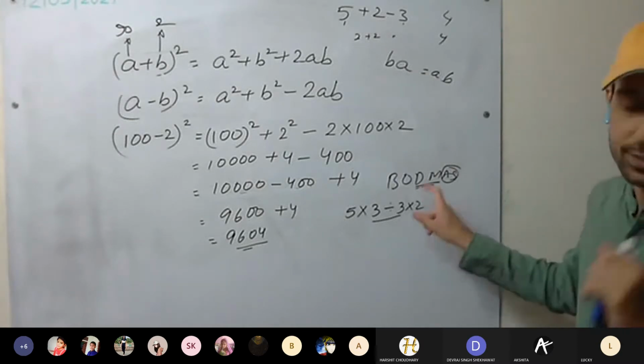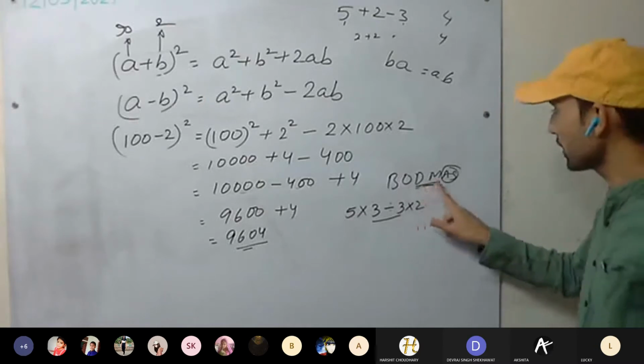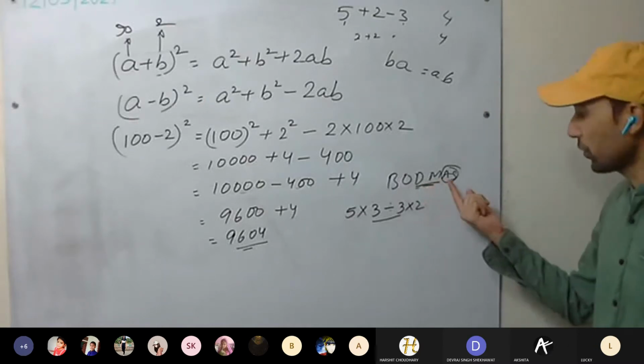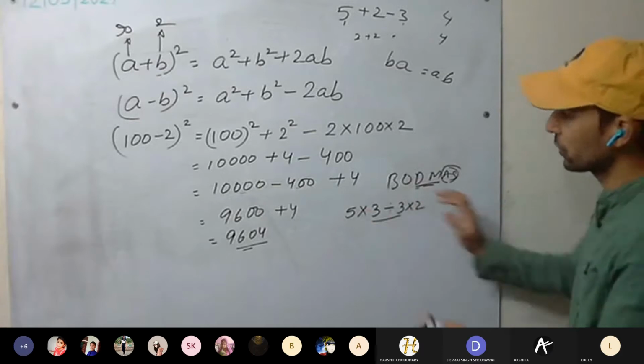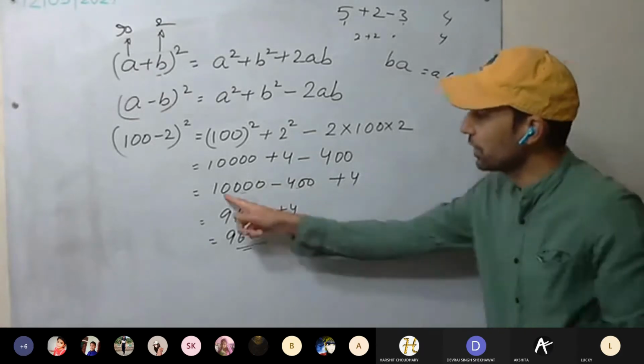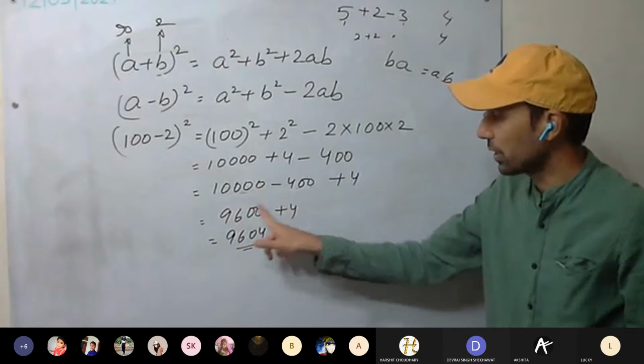But with division and multiplication, there is an issue. So always division first, then multiplication. If you want to follow the board maths, always follow that one. No issues with that. As well, you get the same answer, 10000 minus 400.